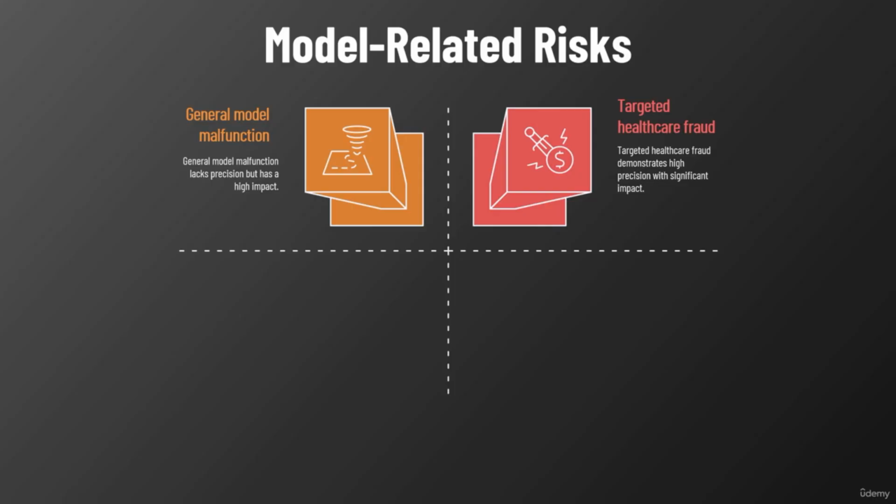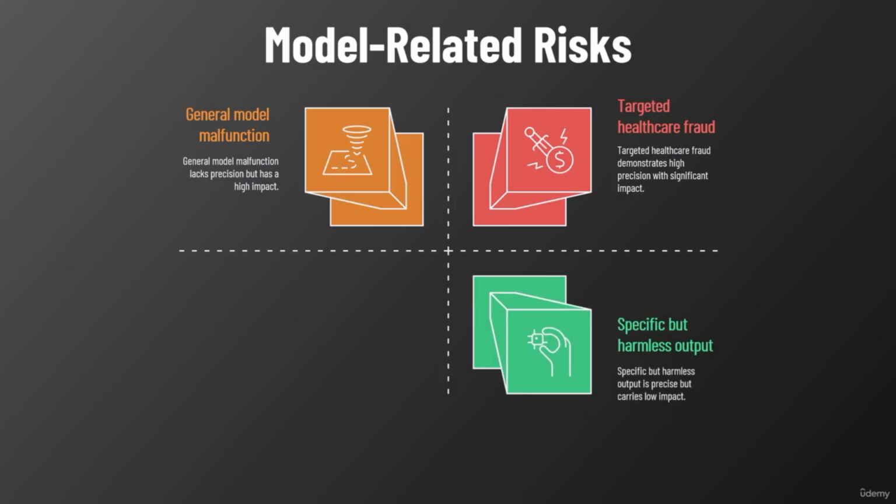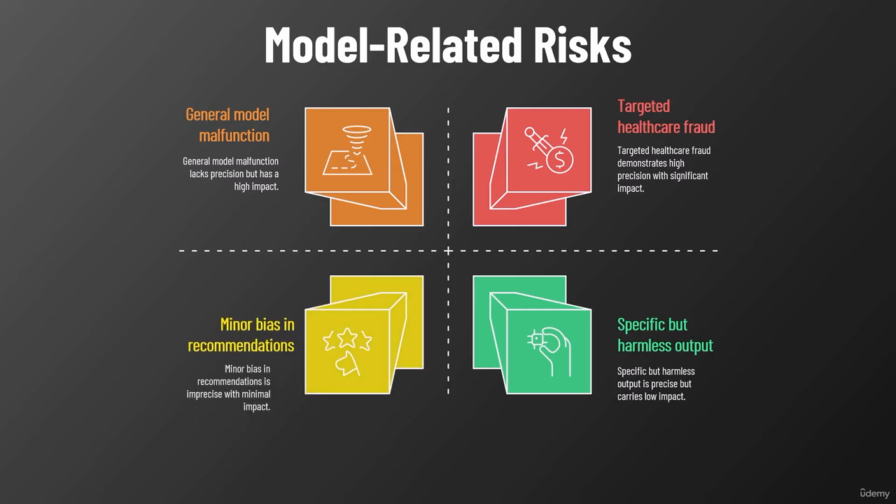Sometimes the manipulated output may seem precise but have little immediate impact. In other cases, the model might show only slight bias in recommendations, still a concern even if the visible effects seem minimal. What makes model poisoning especially dangerous is that it happens before deployment, making it far harder to detect and even more difficult to mitigate. This risk is especially critical in high-stakes environments like healthcare, finance, or autonomous systems, where reliability and safety are absolutely essential.